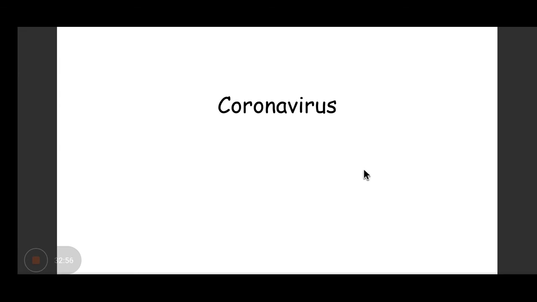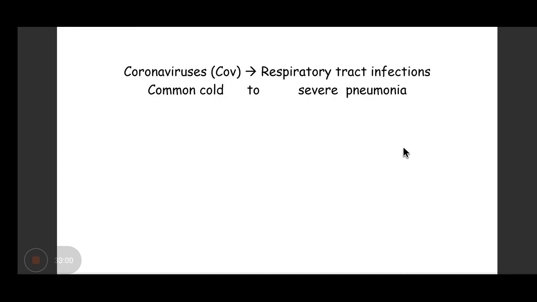Now coming to the coronaviruses. Coronaviruses cause respiratory tract infection, and they vary from a common cold to severe pneumonia.